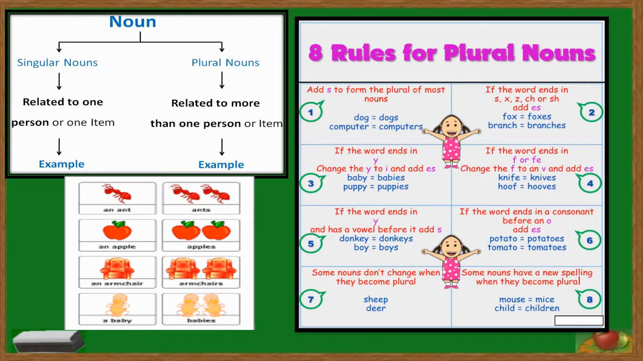Fifth rule, if the word ends in y and has a vowel before it, add s. For example, donkey, so we add s. Boy, boys, we add s. Sixth rule, if the word ends in a consonant before an o, add es. Potato, so at the last we add es. Tomato, es. Seventh rule, some nouns don't change when they become plural. For example, sheep, deer. Eighth rule, some nouns have a new spelling when they become plural. For example, mouse, mice. Child, children. So students, these are 8 rules related to plural nouns.